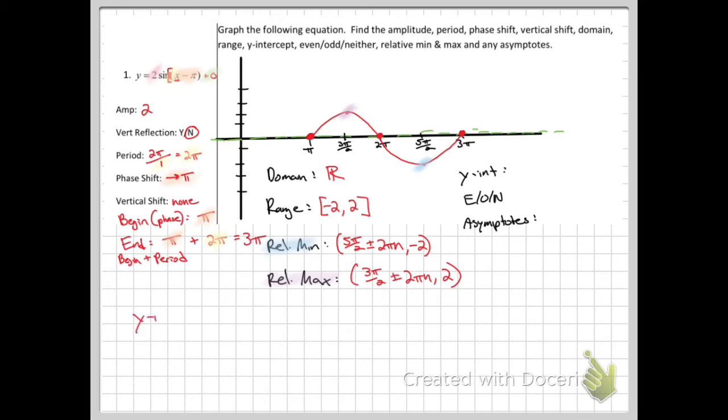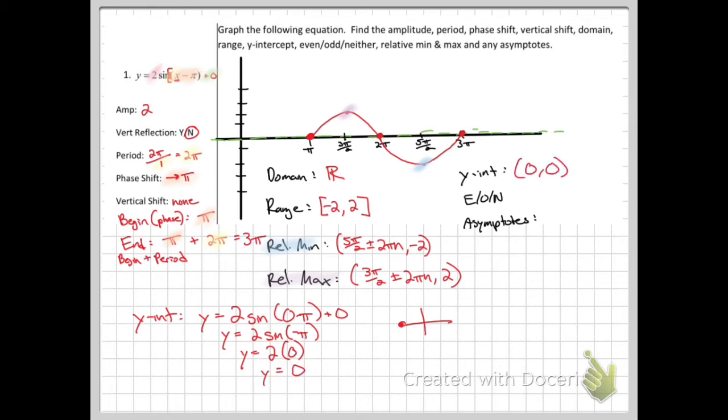Y-intercept. Let's go over here. Plug in 0 for x. So y is going to be 2 sine of -pi plus 0. So this is where your unit circle comes in, right? At -pi, that's here, what's the sine value? Well, the sine value is 0. And 2 times 0 is 0, which I had estimated just by looking at the graph, but now we've done it algebraically.